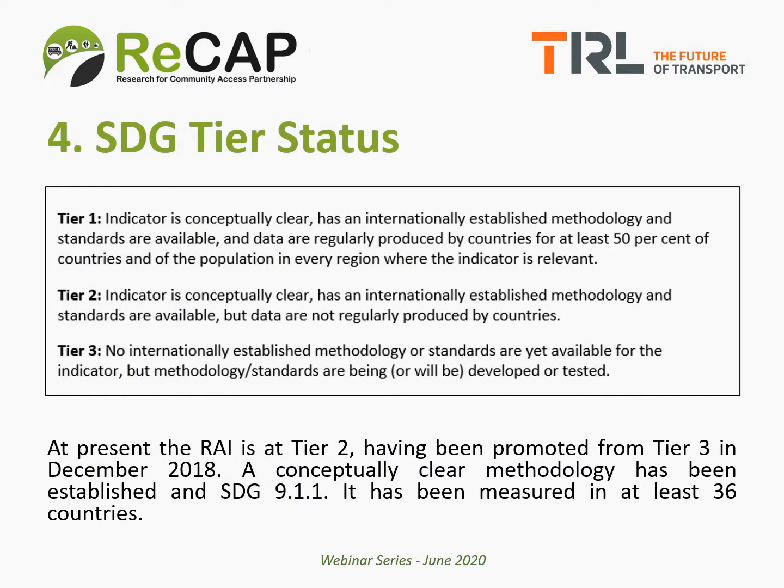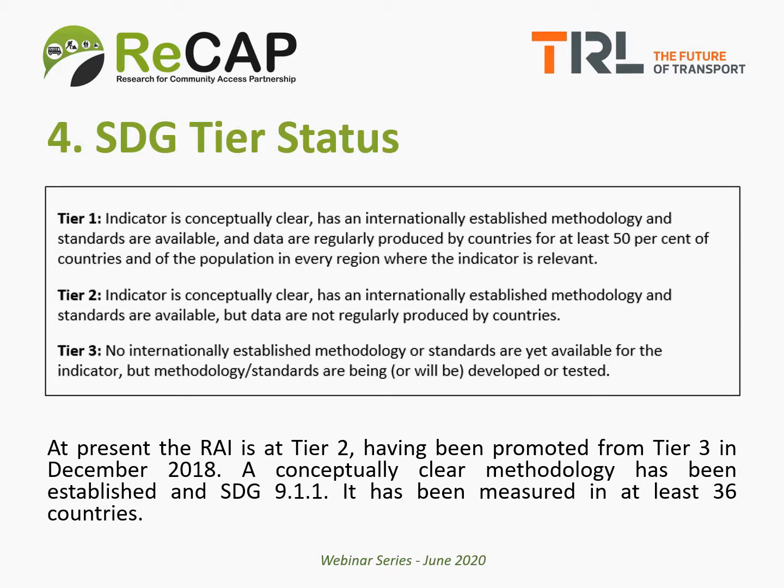The Interagency Expert Group for SDGs manages a tier system for all SDG indicators. The tier system represents how well developed an indicator is. Indicators at Tier 1 are much more likely to be measured regularly than indicators at Tier 2 or Tier 3. At present, the RAI is at Tier 2. This means that it is considered to be conceptually clear, has an internationally accepted methodology, but that data is not regularly produced by countries. To date, RAI has been measured in at least 36 countries since 2016.